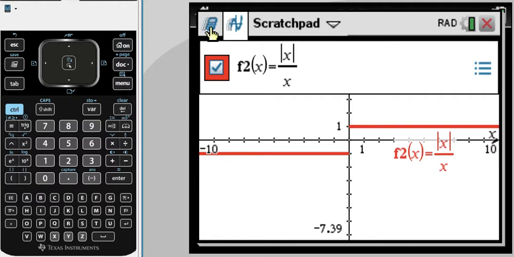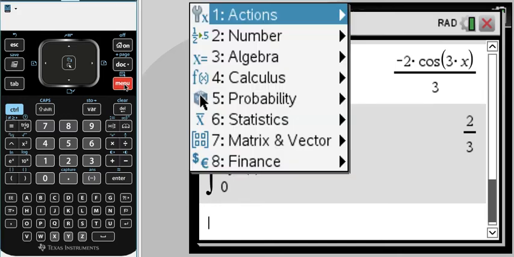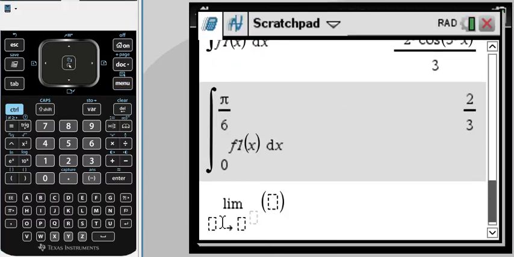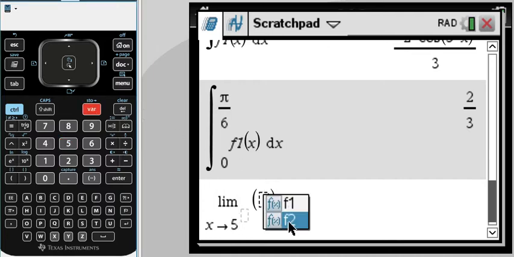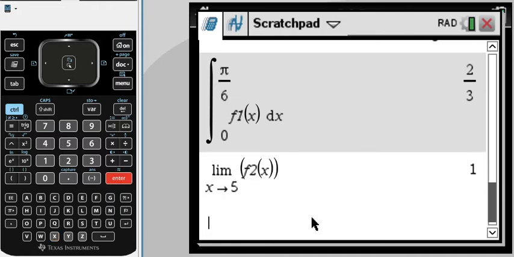So let's go back to here. We're going to be working with f2 now. Limit falls under calculus, and that's the limit. And it allows me to say, let's say x is approaching 5. Well, I know that I'm working with f2 of x, and I'm guessing that my answer should be a 1 because everything approaches 1 to the right of 0. So when I enter that, I get a 1. If I was approaching a negative number, I should get a negative 1.